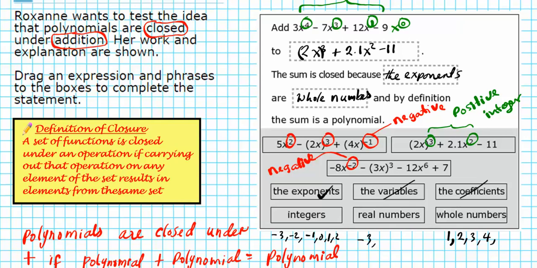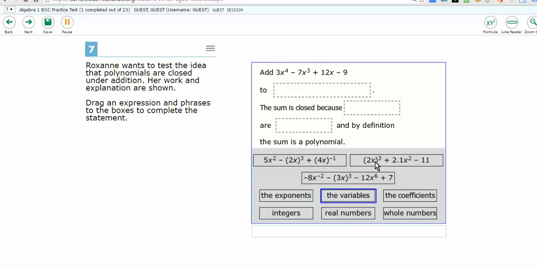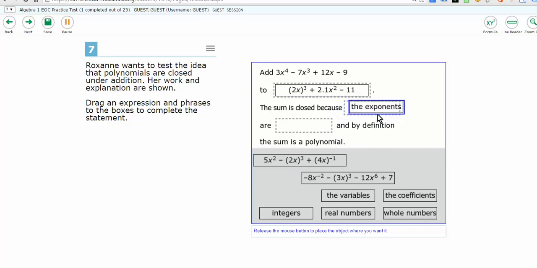So -3, -1/2, square root of 5, anything you can think of. So these two do not work because they include negative integers. Any number set that includes negative integers does not qualify as an exponential term for a polynomial function. That's why only whole numbers work here. Okay, so that's that for number 7. So let's go ahead and drag and drop. So this is the first one right there. So it's closed because the exponents are, oh snap, integers are whole numbers. Okay, so there goes your answer.